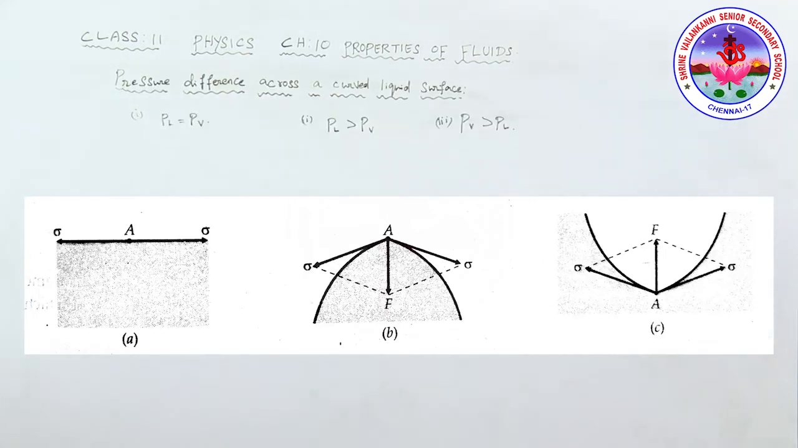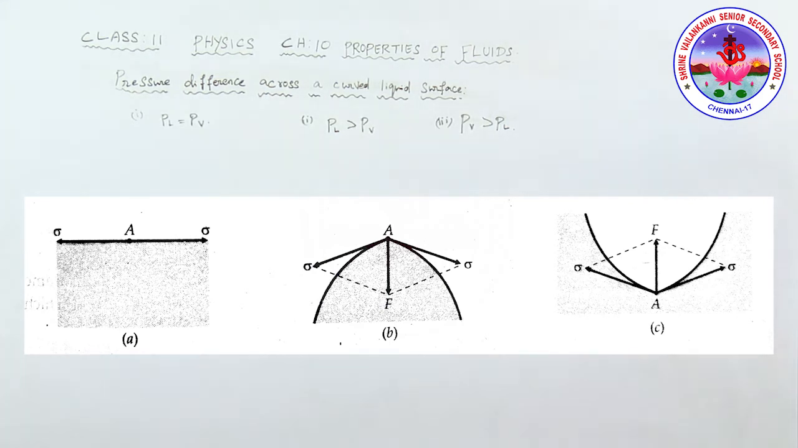Right. Now, we can show that there is always an excess of pressure on the concave side of the meniscus. Through the pressure difference across a curved liquid surface, we can see the diagram, students. When the free surface of a liquid is curved, there is a difference of pressure between the liquid side and the vapor side of the surface. Now we can consider three different possible liquid surfaces.